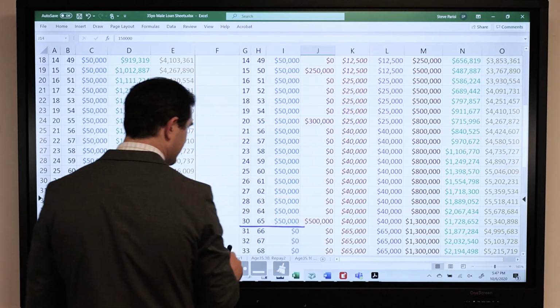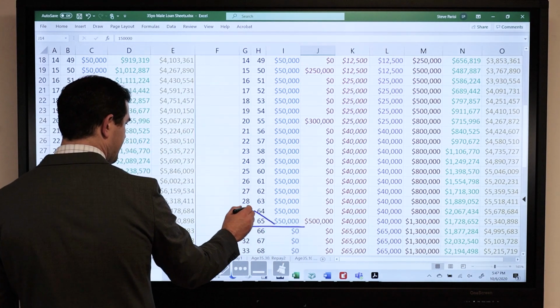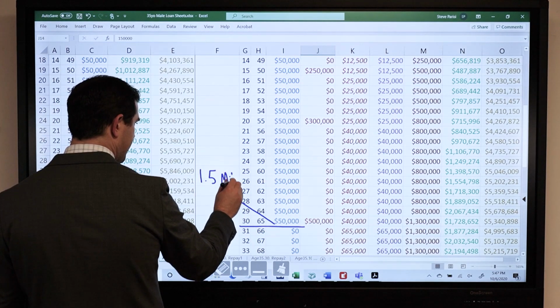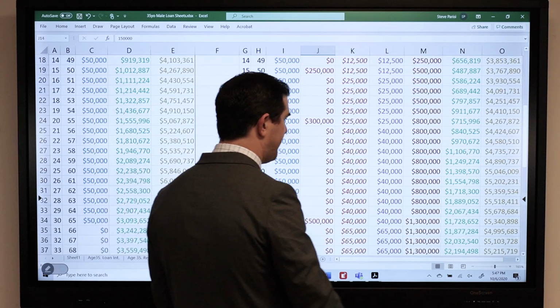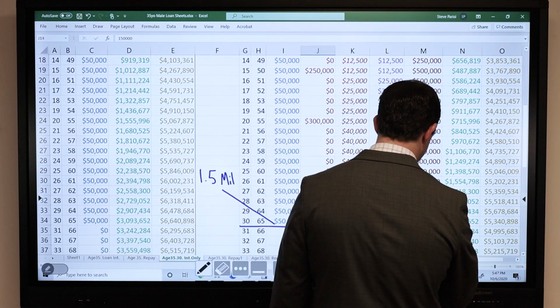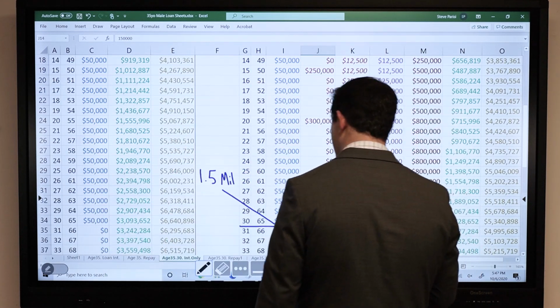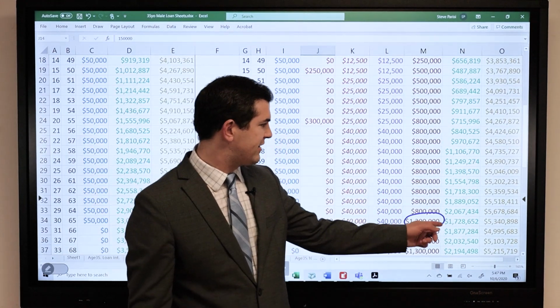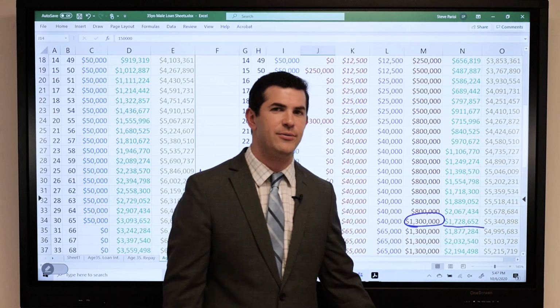30 years, $50,000 per year. That's $1.5 million. I borrowed out $1.3 million. So that's $200,000 in payments. Technically, that's in the policy. And I've got 1.7 in cash value.